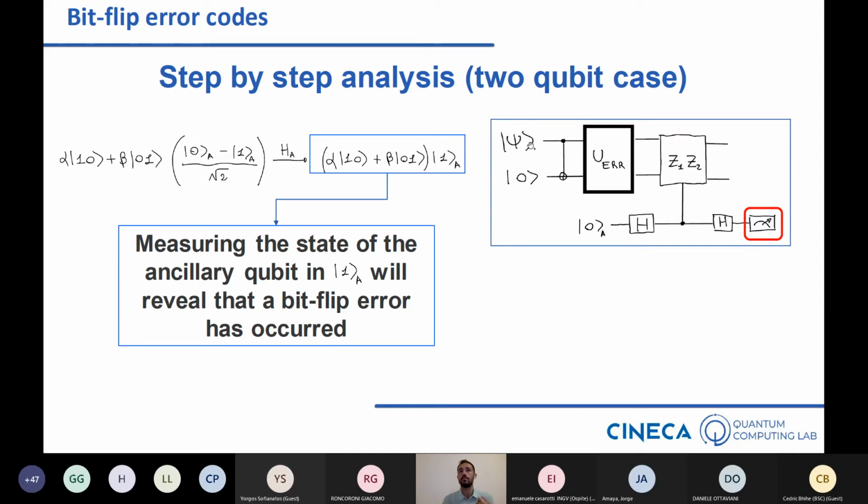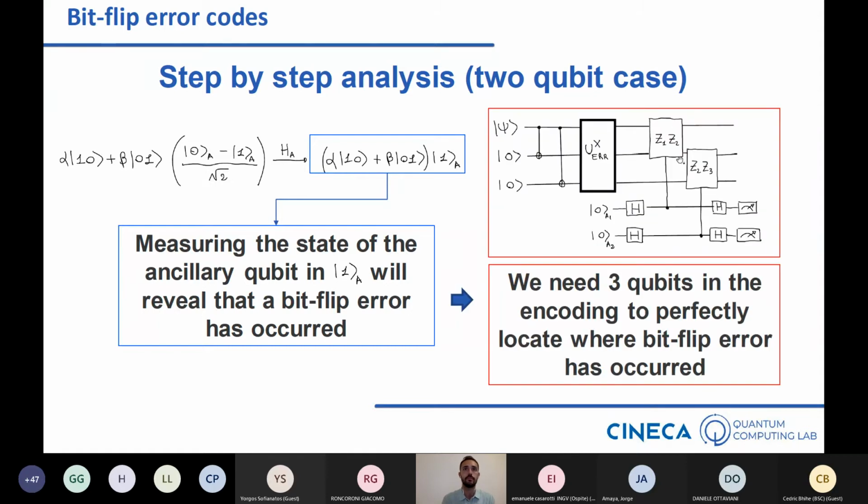So we had either psi or 0. So there was a bit flip error, but we don't actually know where. It could have been qubit 1 or qubit 2. Okay, but we know for sure that there has been an error. And actually, we need 3 qubits in order to perfectly locate where the bit flip error has occurred.